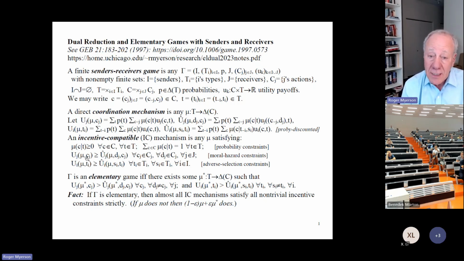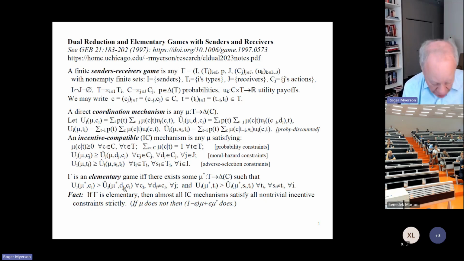And incentive compatibility says that mu is incentive compatible if and only if honesty by all senders and obedience by all receivers forms a Nash equilibrium, and that requires that no receiver j can expect to do better by deviating to dj in the event that he's told to do cj, and no sender i can expect to do better by reporting type si when the type is ti. And also, these mu's must be probabilities, which means that the mu of c given t's are non-negative, and for every t, the sum over all c's of mu of c given t sums to 1. Those are the constraints that define the incentive-compatible mechanism.